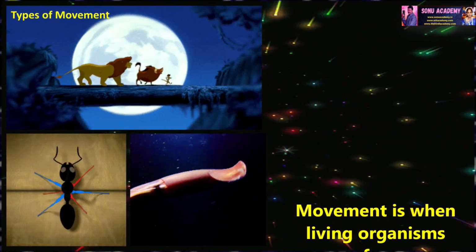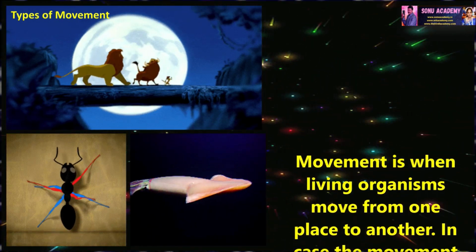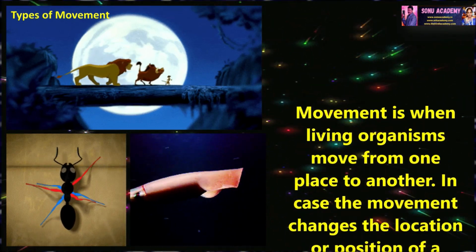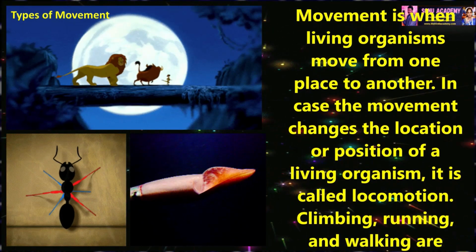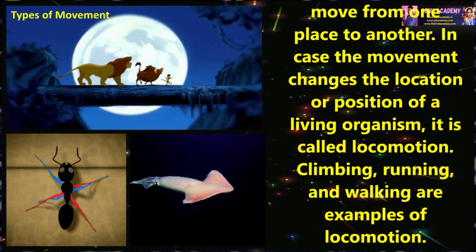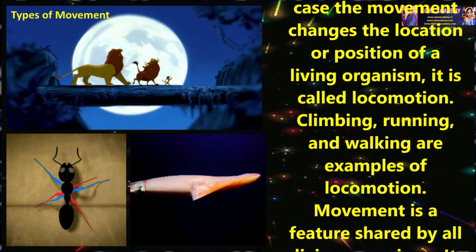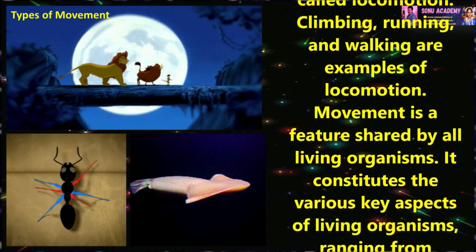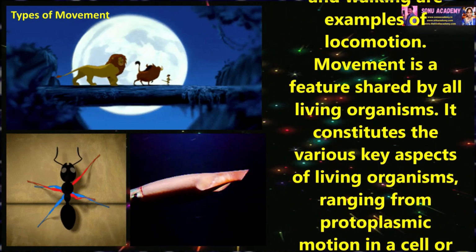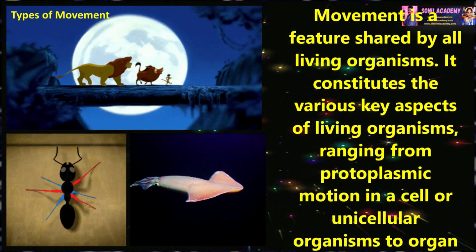Children, now let us discuss types of movement. Let us see the definition and meaning of movement. Movement is when living organisms move from one place to another place. In case the movement changes the location or position of a living organism, it is called locomotion. Climbing, running, and walking are examples of locomotion. Movement is a feature shared by all living organisms.